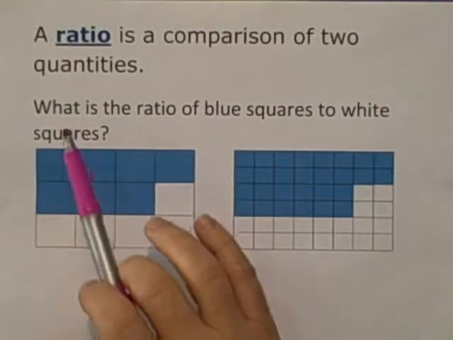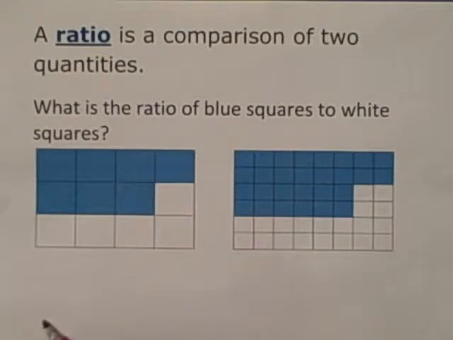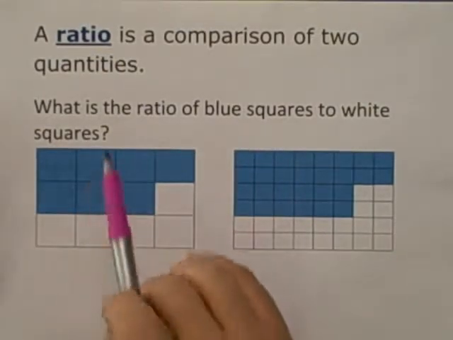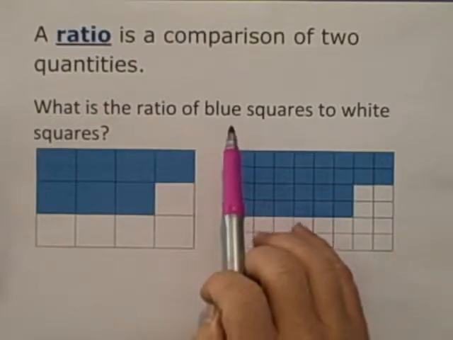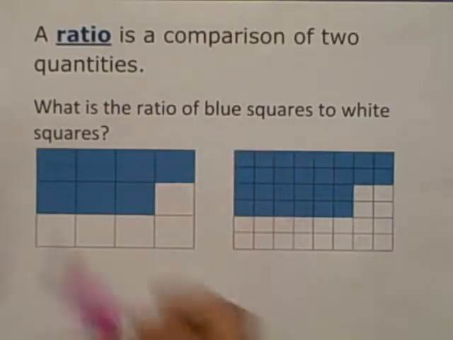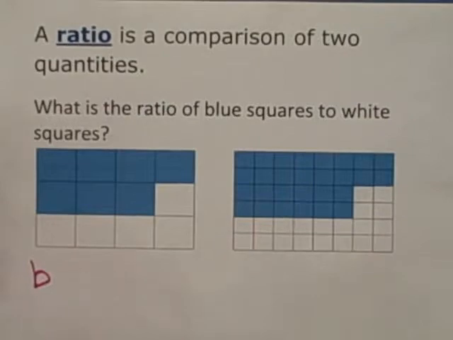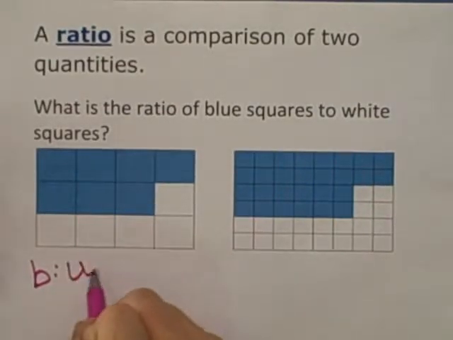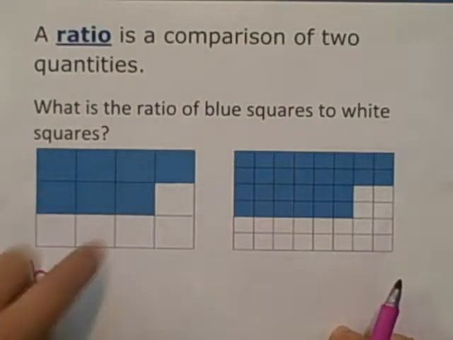The question says, what is the ratio of blue squares to white squares? Now, when you compare these ratios, you need to be sure to read the statement and determine which one is first. And it says blue squares, so we're going to be comparing blue squares to the white squares. So when we set up our ratio, we're comparing the blue to the white.